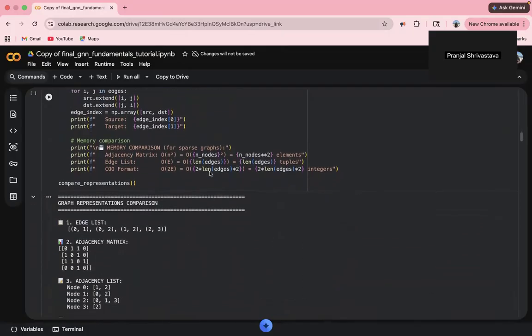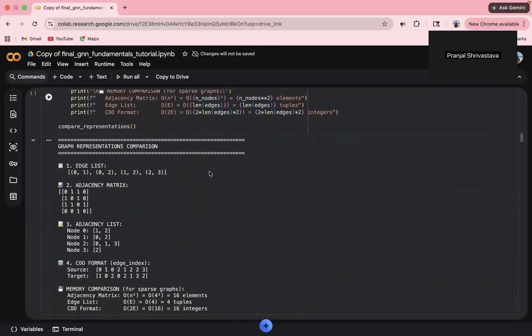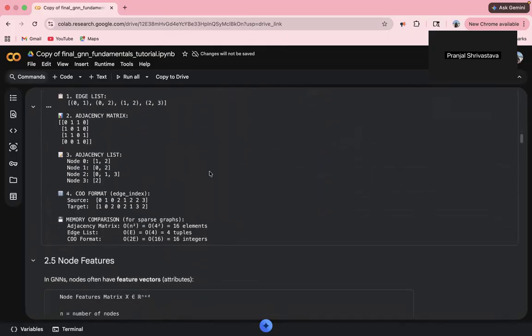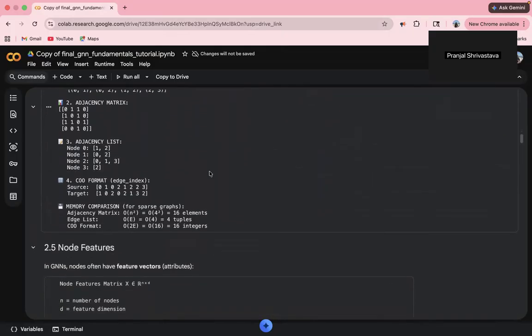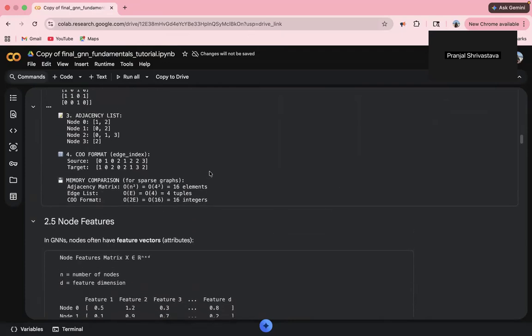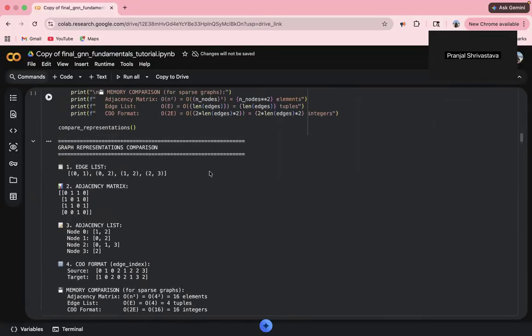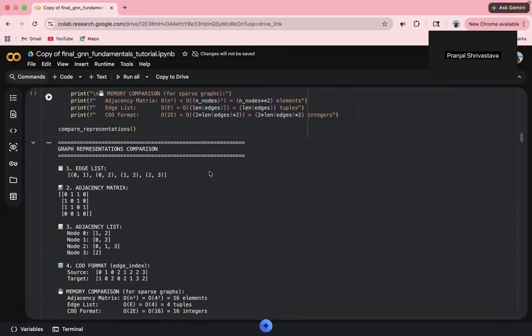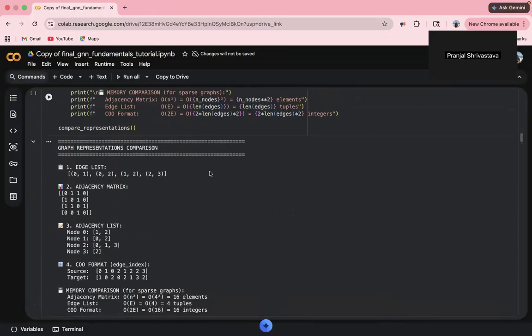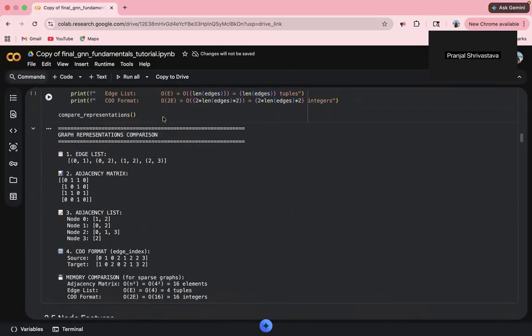This is exactly how PyTorch Geometric stores graphs, because sparse tensor operations on GPUs work best with this layout. For sparse real-world graphs with millions of nodes but few edges per node, COO is dramatically more memory efficient than any adjacency matrix. Next, you can see the memory comparison between adjacency matrix, edge list, and COO format.